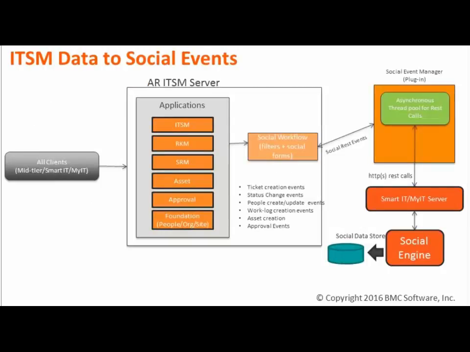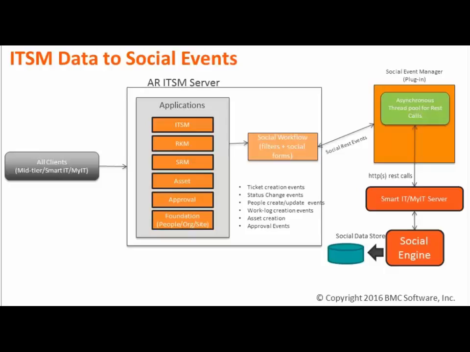So how does this all work? ITSM data to social events. This is one way of saying that something has to happen in the ITSM server that leads to social event generation. So this is the flow of information that happens.